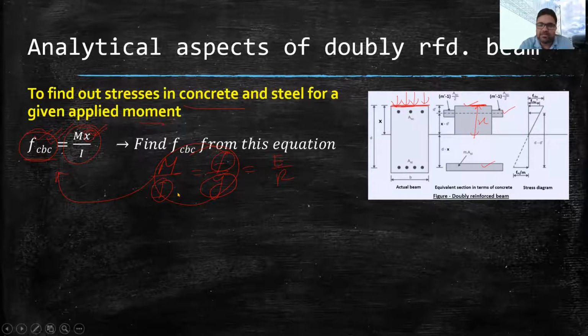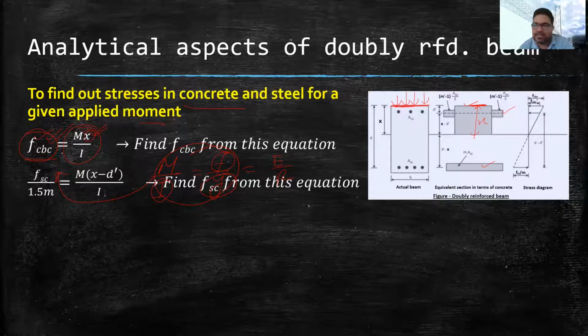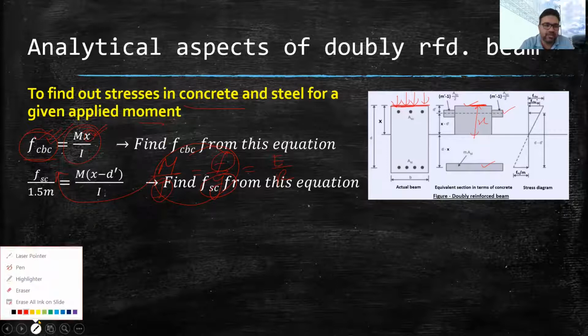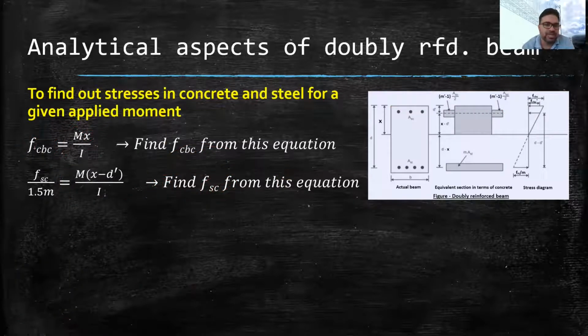Similarly, we may be asked to calculate the stress in steel also. That is also one factor that we can find out. So this is the stress in the equivalent area of the concrete, say FCBC dash. We know that FCBC dash is actually FSC by 1.5 m. I have already explained this relation in the earlier part, so you can see there.